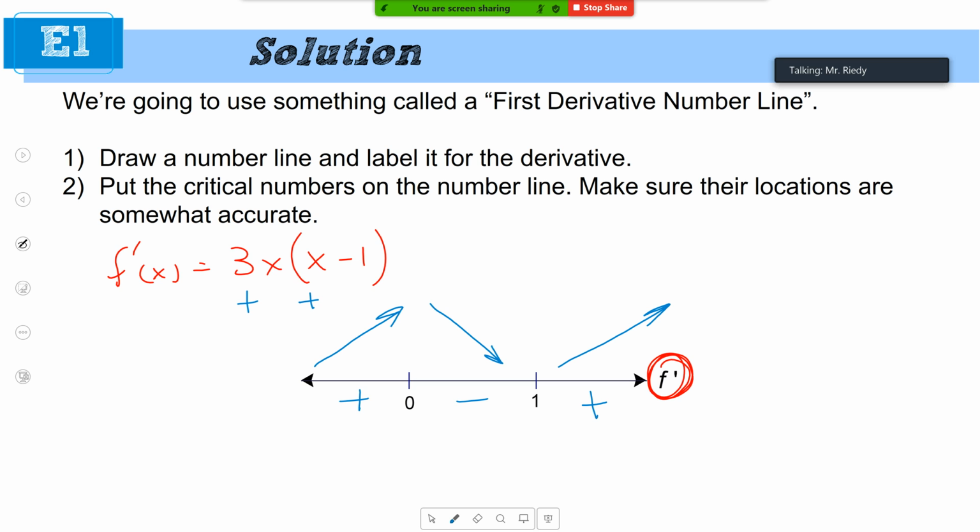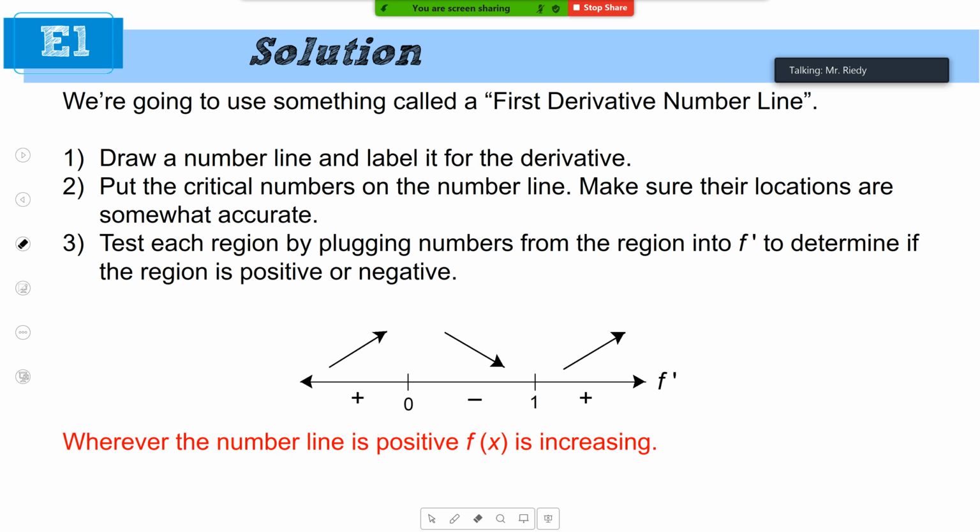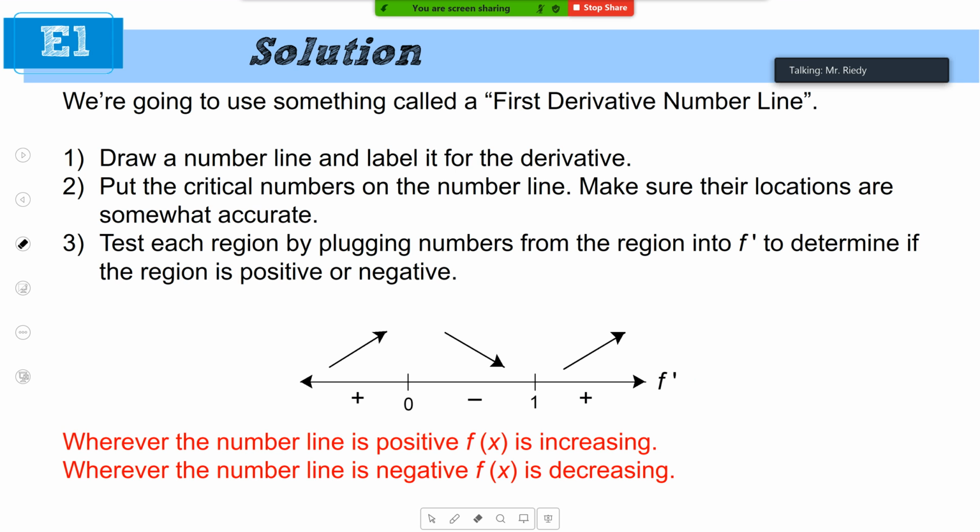Make sense? Yes? Okay, good. You're going to do that a lot. Oh, here, let me get rid of this mess. I forgot I did all the work. It looks a little cleaner than my childish handwriting. Okay. Test the regions. If it's positive, it's increasing. If it's negative, it's decreasing.